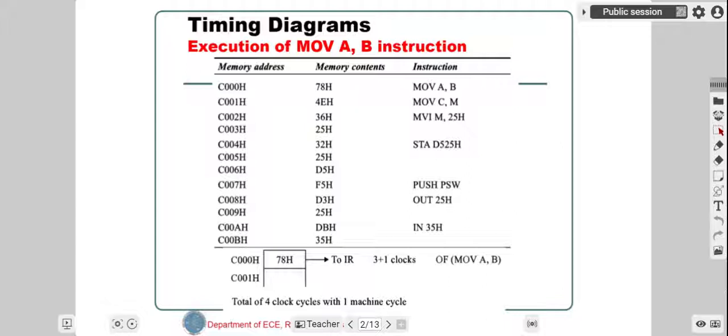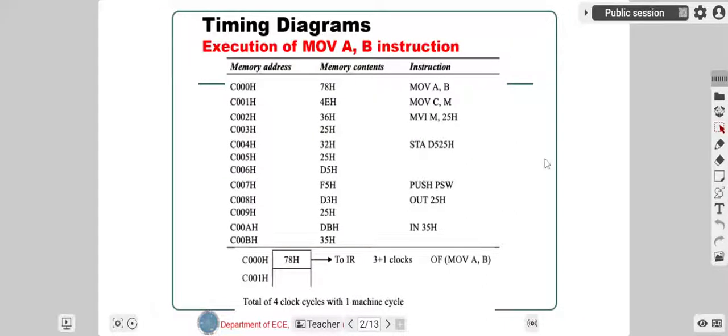Am I audible? Okay. So let us move ahead.